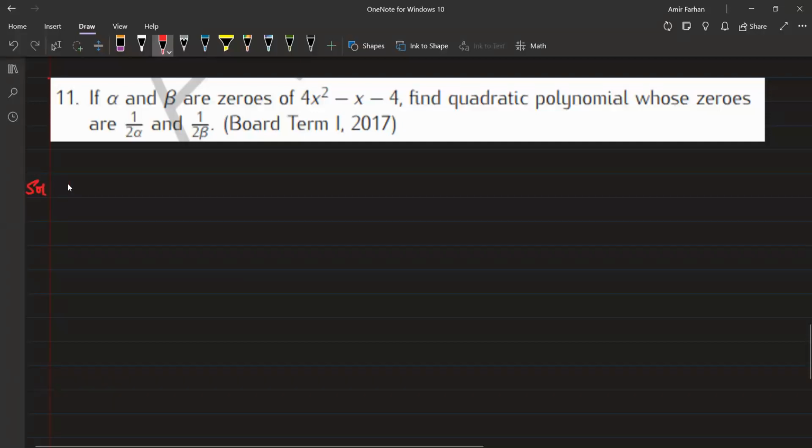So let's solve it. Basically, p of x is given as 4x square minus x minus 4. Okay, so alpha plus beta we find from this, that is minus b by a. So this is a, this is b, which is minus 1, and c is this. Okay.